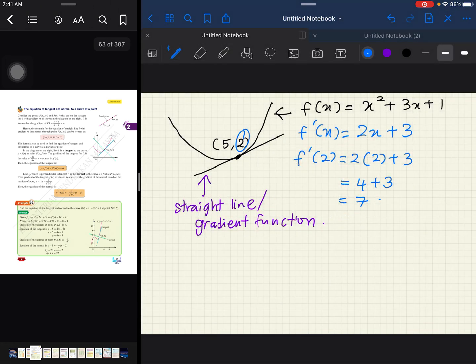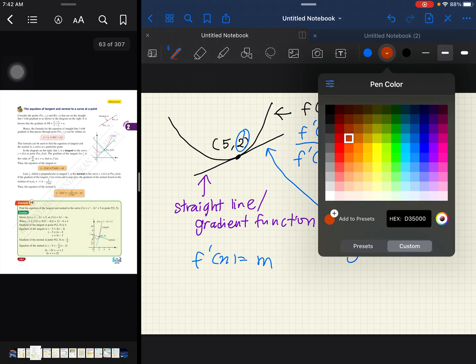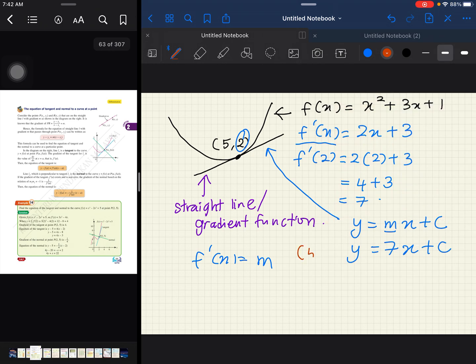So, kita dah tahu dah. Straight line equation kita kan formula dia adalah y sama dengan mx tambah c. Betul tak? So, sekarang kita sudah tahu gradient dia function f prime x ni tadi adalah gradient function. So, kita tahu gradient function tu adalah sebenarnya m. Okay? So, our m is equals to 7. So, kita ada y sama dengan mx tambah c. Nak cari dia punya straight line equation. Okay. So, nak cari straight line equation dia, kita kena masukkan 5, 2 ke dalam equation ini.